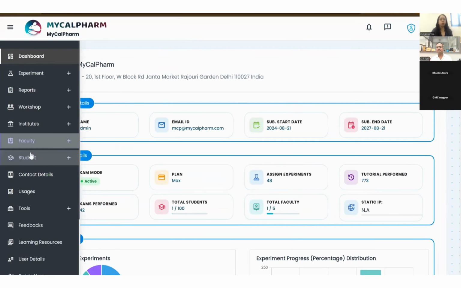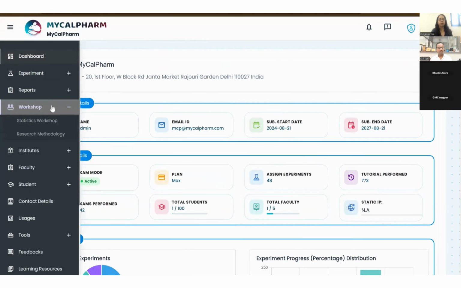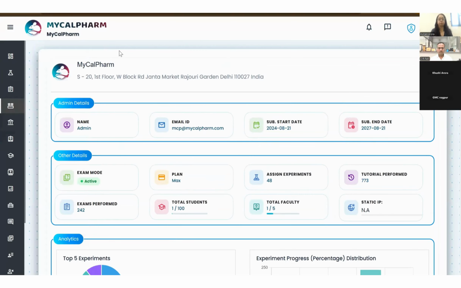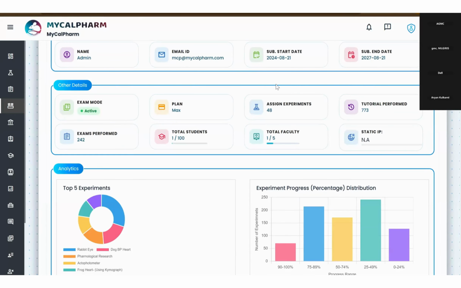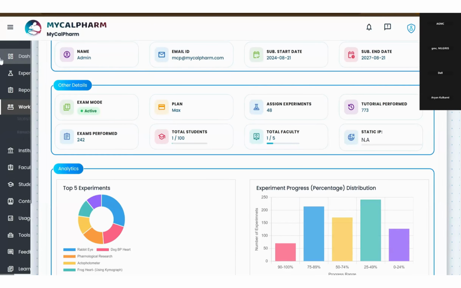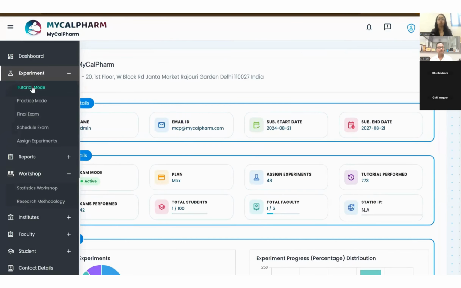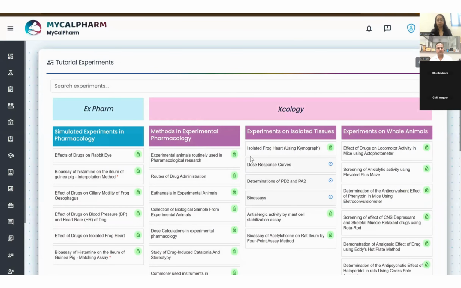In some time, I will also be explaining you. We have two workshops here: statistics workshop and research and methodology workshop. So right now, I will be just inviting Patil sir. He's here with us. He will be giving you an overview of MyCalPharm, and also he will be explaining you few important experiments here. I'm just stopping sharing my screen as he will be doing it. Patil sir, are you there?